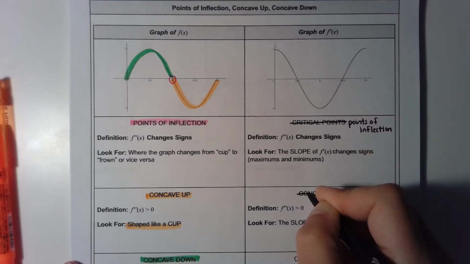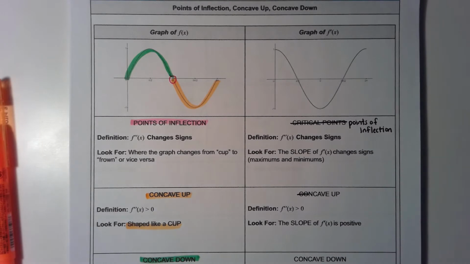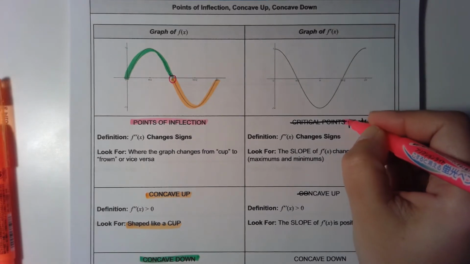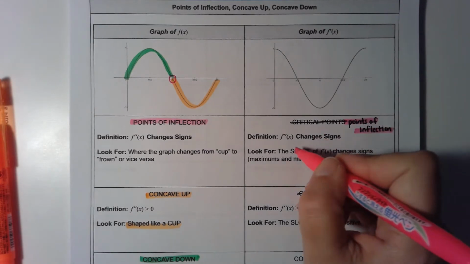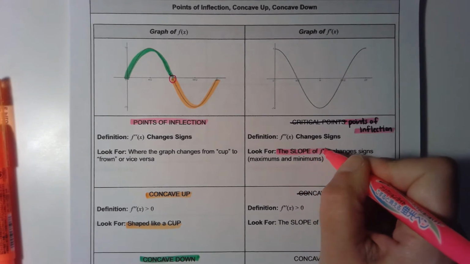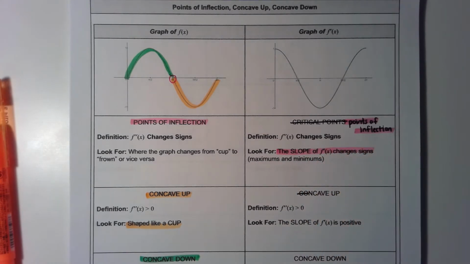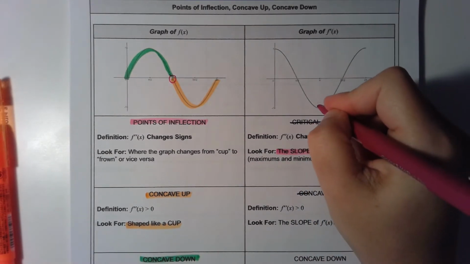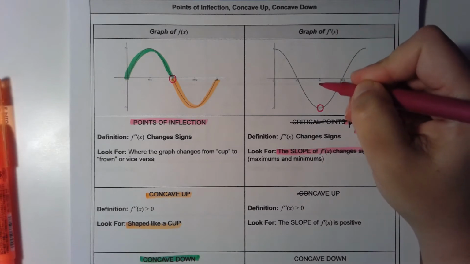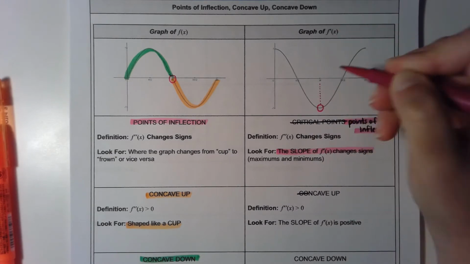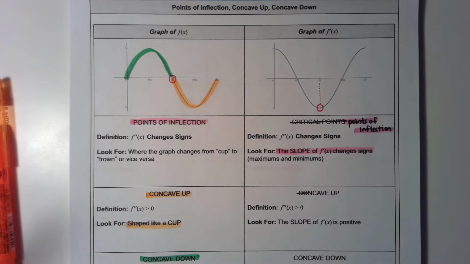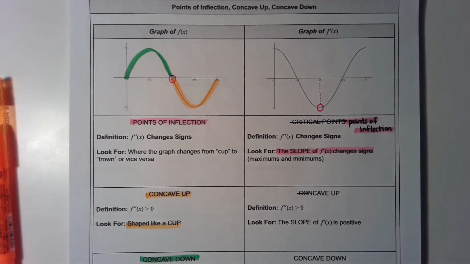It should say, and then concave up and concave down was fine. So for points of inflection, if we're looking for points of inflection on the graph of the derivative, this is going to be the place where the slope of f prime changes signs. So that in this case would be right here. Now you'll notice it's the same x value, which is pi, that we identified here. It's just we're looking for something different because it's the derivative graph instead of the original.